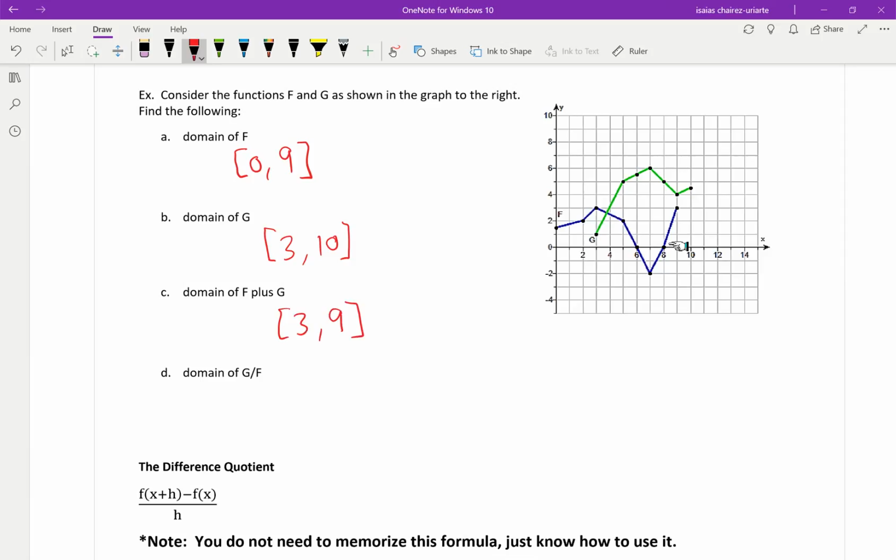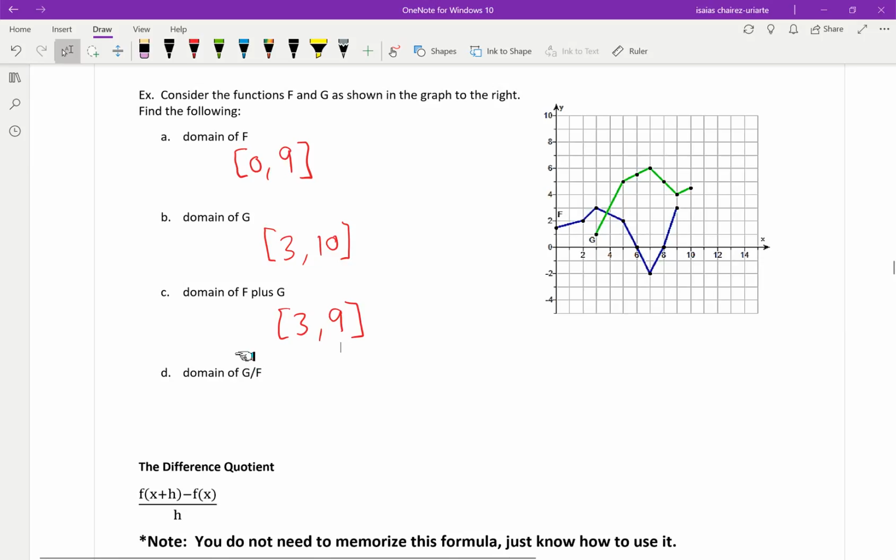So that is the domain of f plus g. Hopefully you agree on that. Now the next one, the domain of g divided by f. Well, it turns out that the domain of g divided by f is also the intersection, the overlap of the domains of the original ones.